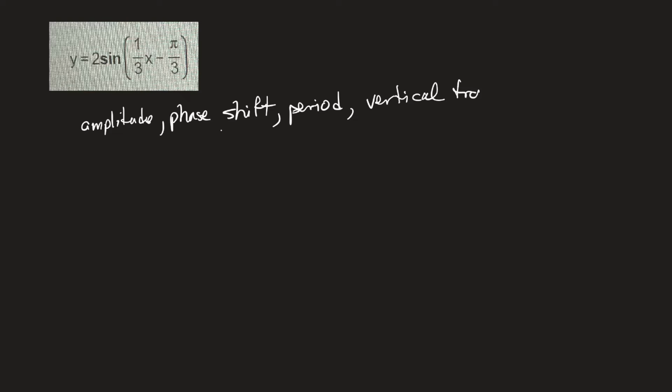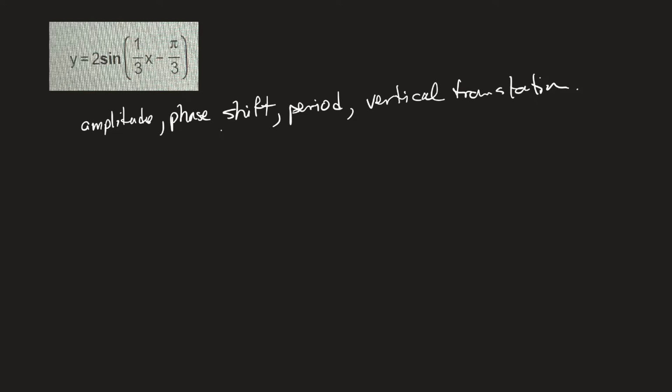All right, here's a good question. The question, I think, asks for what is the amplitude? What is the phase shift? And it could also ask for the period. And maybe might as well throw in vertical translation. That's all of them, right?